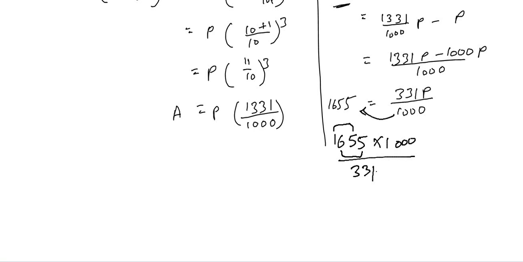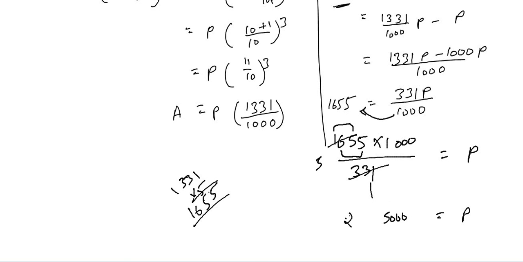It may cancel out 5 times. Okay, let's multiply and see. 331 by 5: 5 1s are 5, 5 3s are 15, 5 3s are 15 and 16. Okay, it will cancel out 1 time and it will be 5 times. So here what is left? Only P is left, and when you multiply, what you will get? 5000. So P value is rupees 5000. This is the answer.